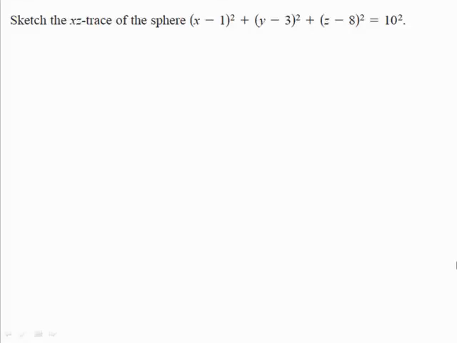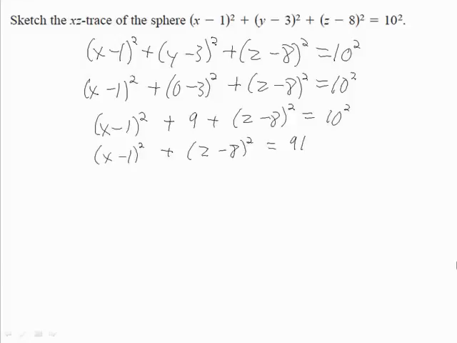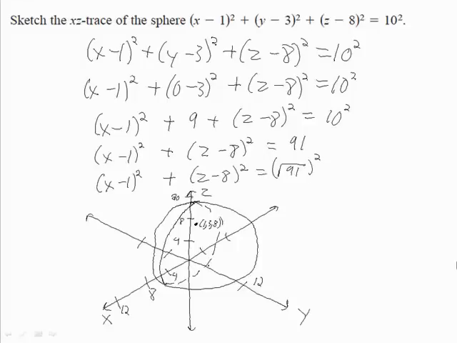First, write the original equation, substitute 0 for y, simplify, subtract 9 from both sides, rewrite 91 as the square root of 91 squared to form the equation of the circle. You can see that the xz trace is a circle in the xz plane with center the ordered pair 1, 8 and having radius the square root of 91.